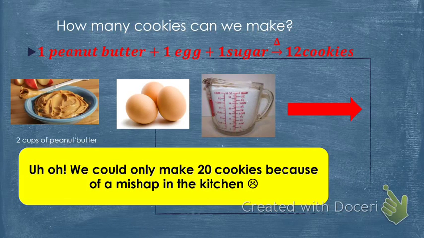Uh-oh, something happened, and we only made 20 cookies because of some mishap in the kitchen. I don't know about you, but I'm starting to get hungry for some peanut butter cookies.